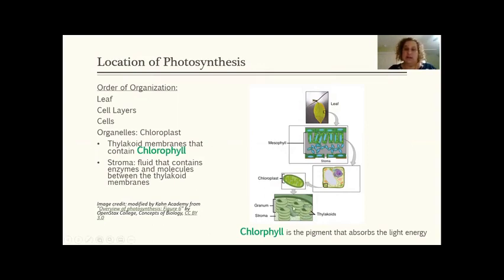Now, this area in between the stacks is known as the stroma. This is a space in between the membranes, and it's a fluid that contains enzymes and different molecules that are also part of photosynthesis. You have to remember here, chlorophyll is a pigment that actually absorbs energy from the sun. So we have a whole mechanism, a whole machine that's going to conduct photosynthesis, but the important molecule that captures the light in the beginning is called chlorophyll.